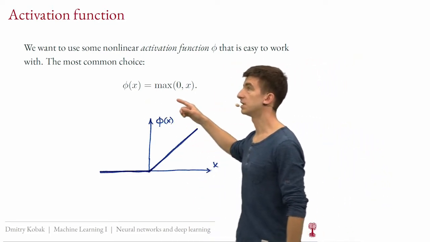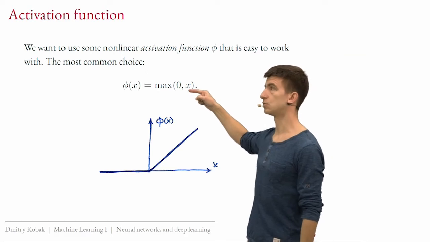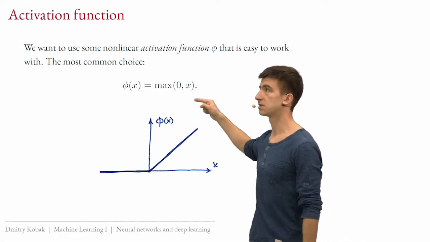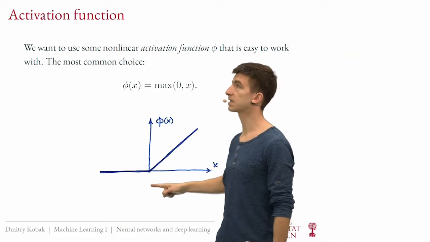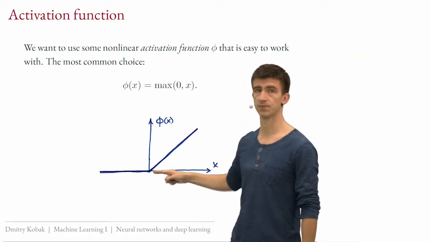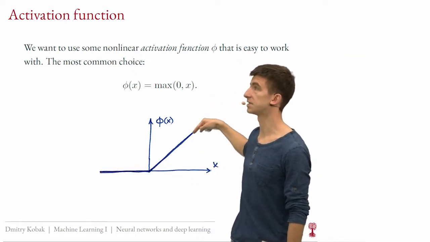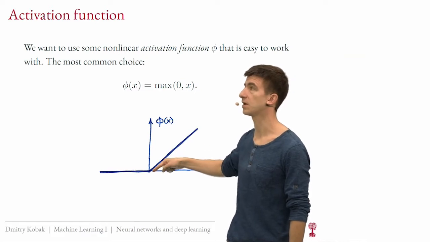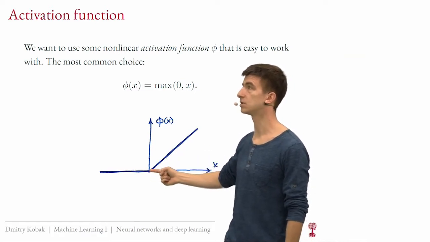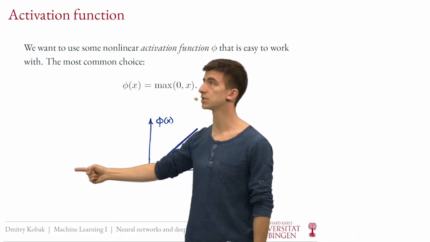It's even simpler. It's almost linear. It's almost y equals x. But if x is negative, then you just output zero. Okay? So here, it's just identity transformation. You don't do anything. But whenever you would get a negative number as your linear combination, you just output zero.